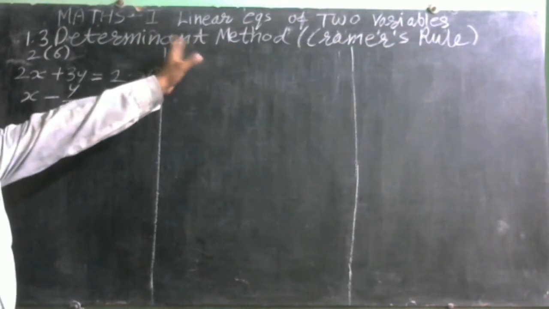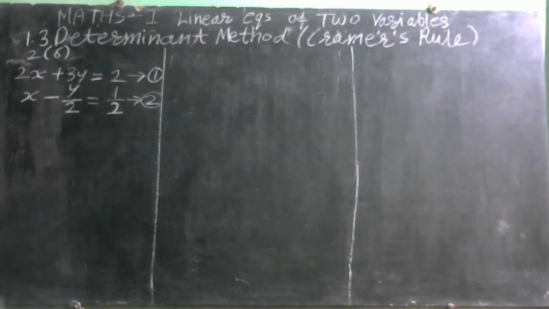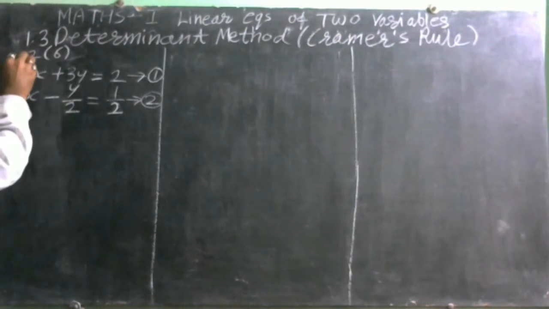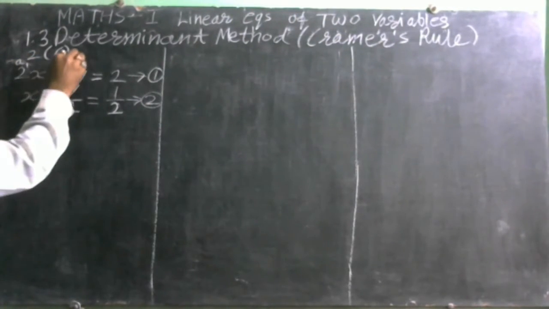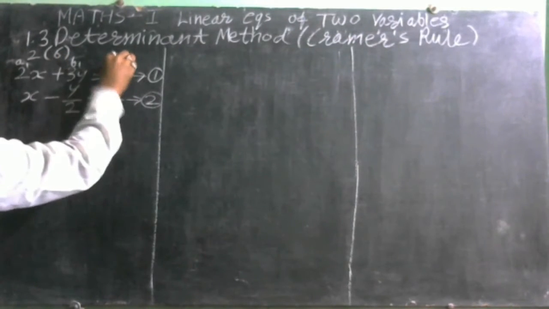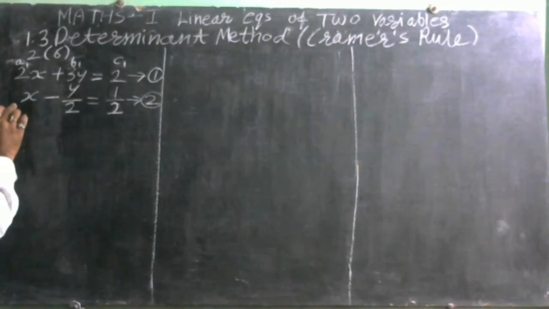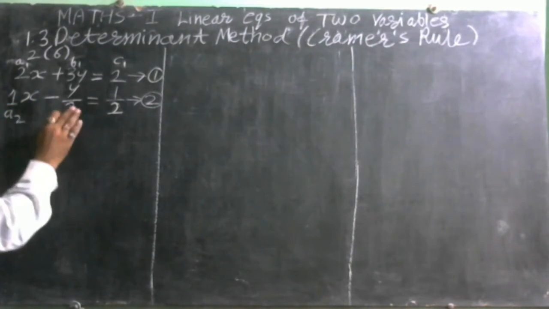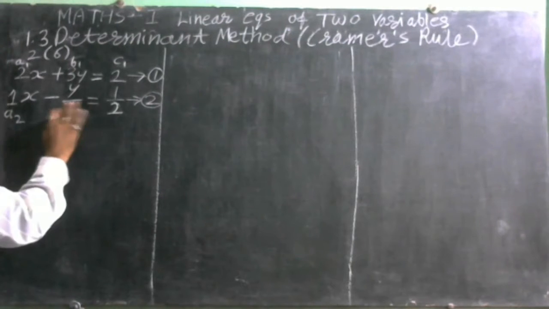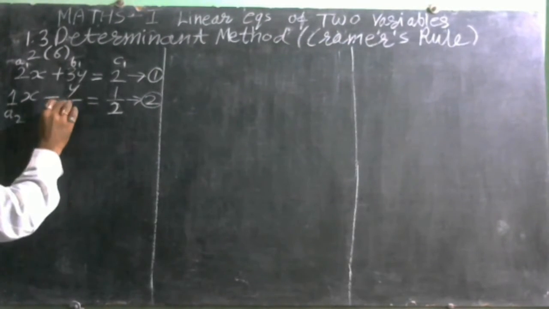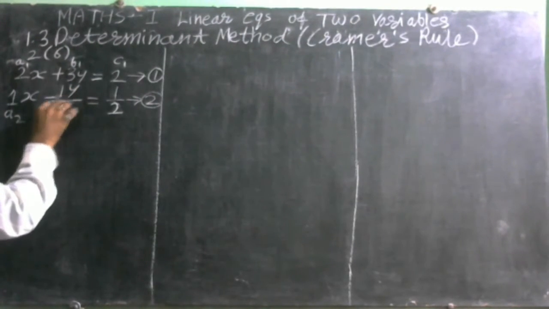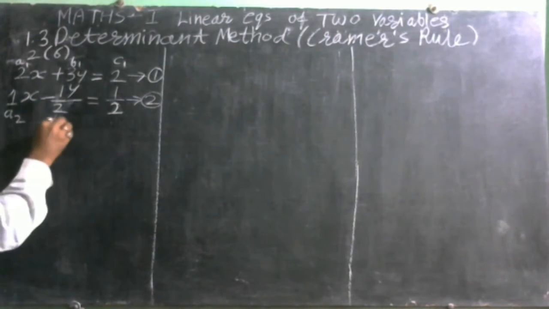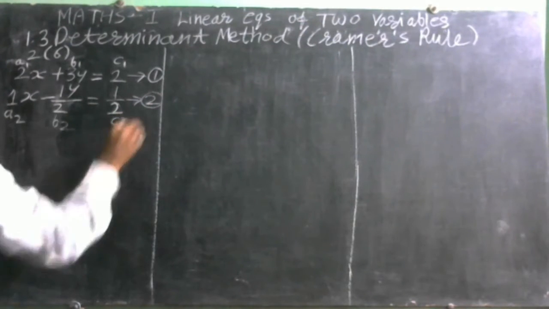For solving by determinant method, we have to consider first a1, a2, b1, b2. Now, this is the a1, this is the b1, this is the c1. As there is no coefficient with x, we have to consider here 1, that is a2. As 2 is in the denominator, we can write it as 1 upon 2, that is the b2, and it is the c2.